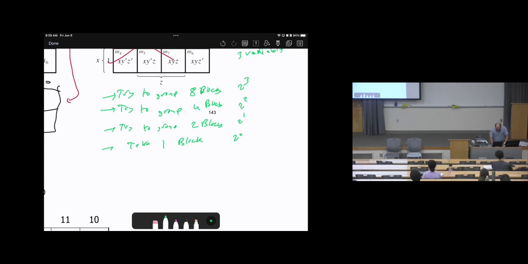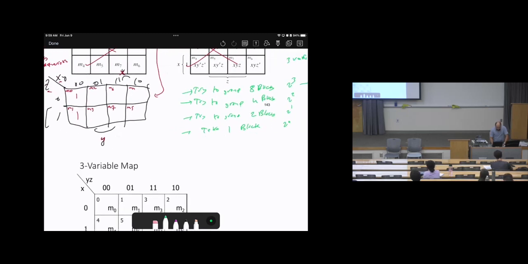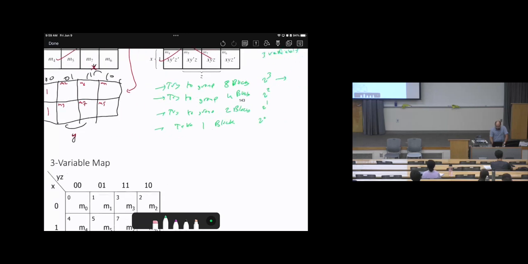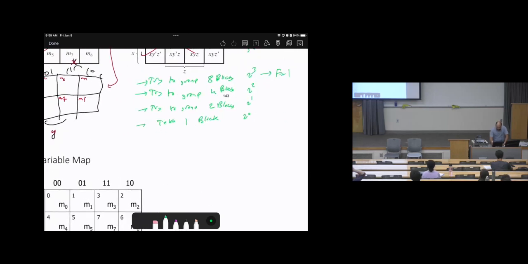When we are grouping 8 blocks, which means we have 8 blocks and we group all 8, all of the function is 1. So F will be 1, which means always 1. If we are grouping 4, then we should have only 1 variable. When we are grouping 2, we will have 2 variables. When we are grouping only 1 block, then we will have 3 variables. So you need to be aware of all of these.